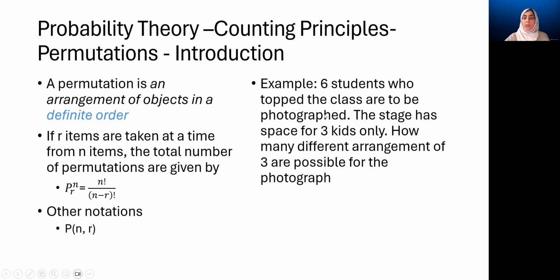Let's consider an example. 6 students who top the class are to be photographed. The stage has space for 3 kids only. How many different arrangements of 3 are possible for the photographs? So here, we need to compute the permutations because changing the position of a student makes a different arrangement. So this is essentially a permutation.